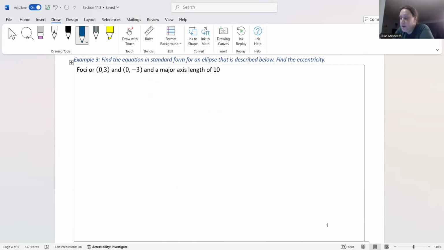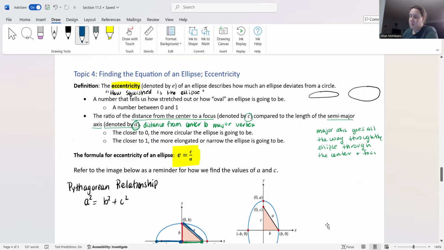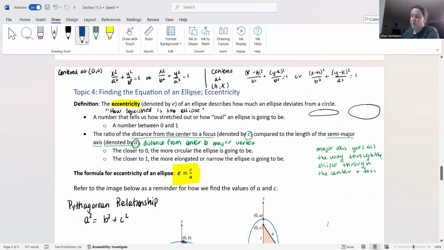So for example 3, it says find the equation in standard form. So standard form being what I wrote up here at the top of the page.